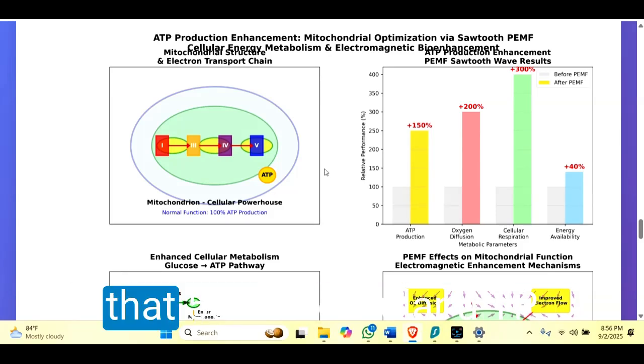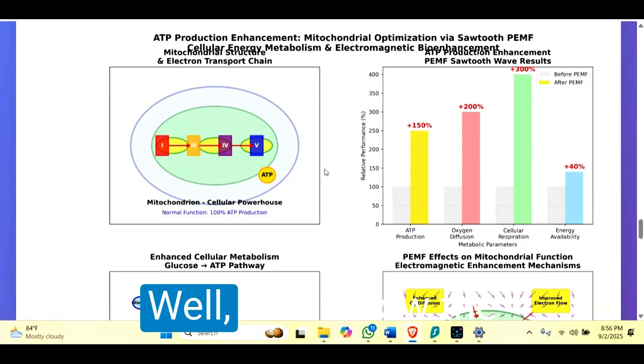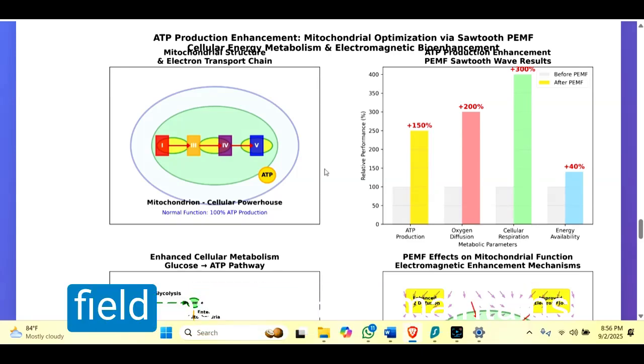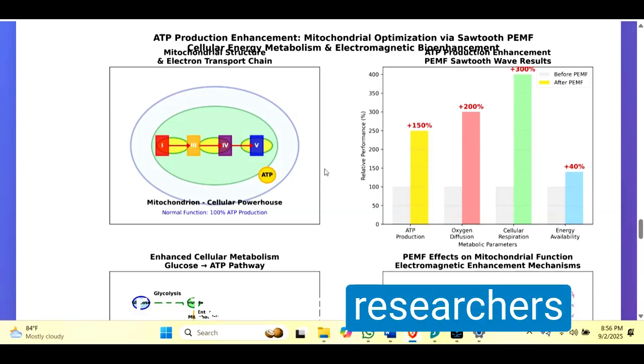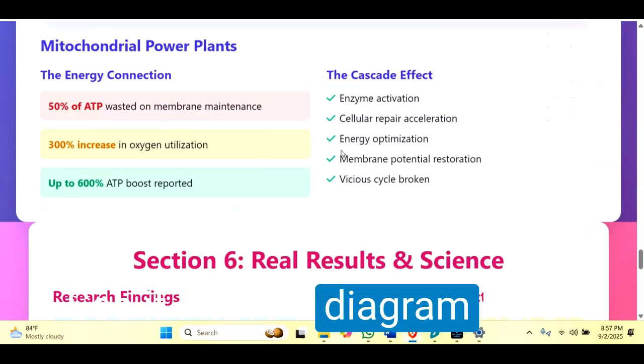So remember how I told you that 50% of cellular ATP gets wasted just maintaining membrane potential? Well, here's how the Sawtooth waveform changes that equation. When the electromagnetic field restores and maintains proper membrane potential, it creates what researchers call hyperpolarization. See if I have a diagram here.